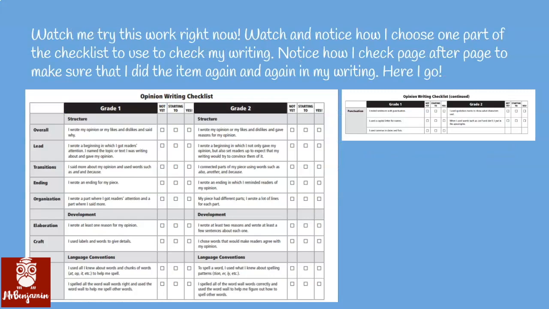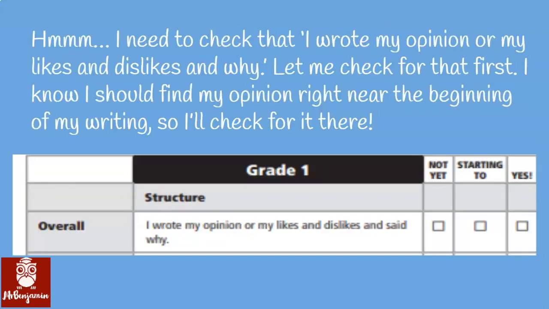Watch me try this work right now. Watch and notice how I choose one part of the checklist to use to check my writing. Notice how I check page after page to make sure that I did the item again and again in my writing. Here I go. I need to check that I wrote my opinion or likes and dislikes and why. Let me check for that first.